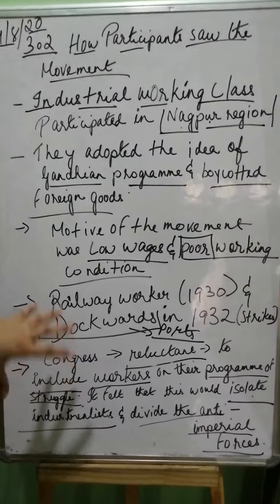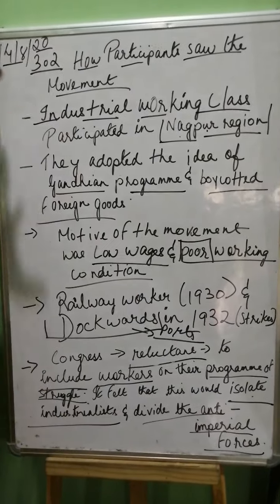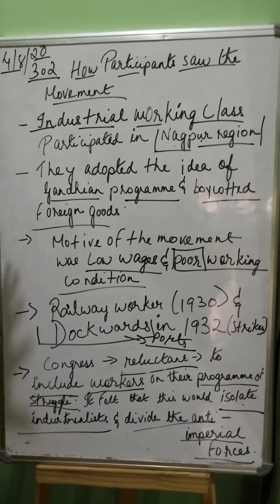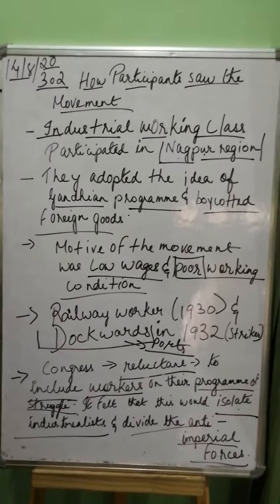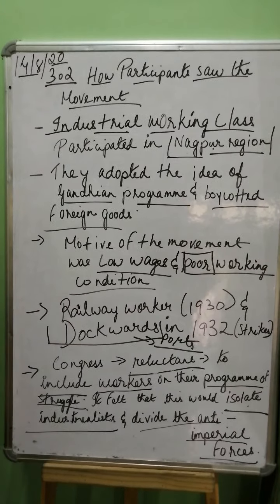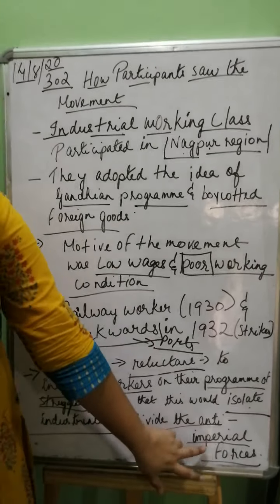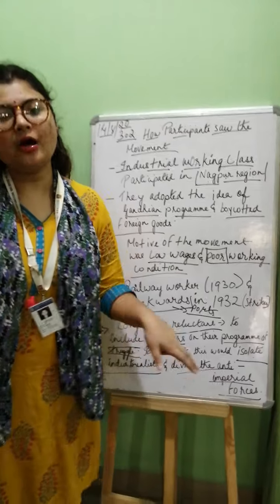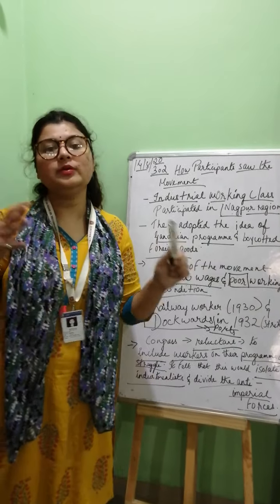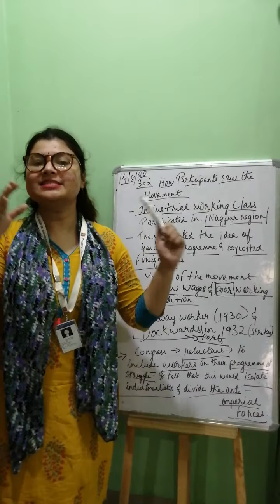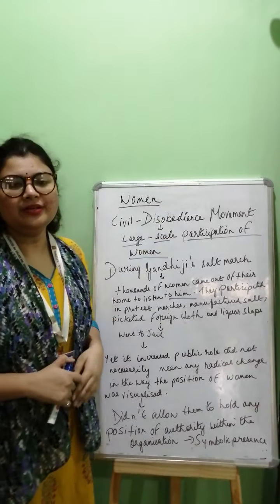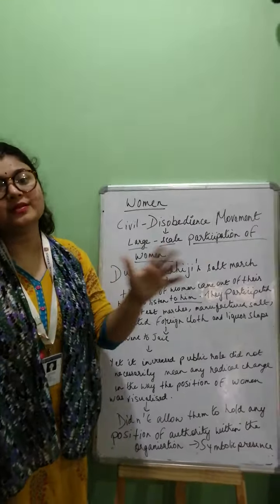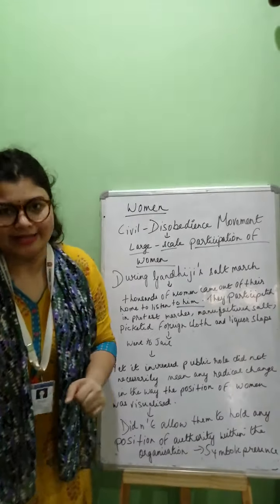Congress were not willing to include these industrial working class people in their struggle, because they felt that it might isolate the industrialists and also divide anti-imperial forces. So now you will know about the women, how women participated in the civil disobedience movement. In this particular movement, what was the role of women? You will know about that now.